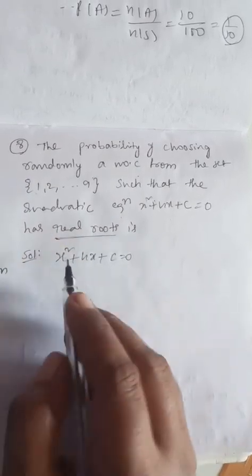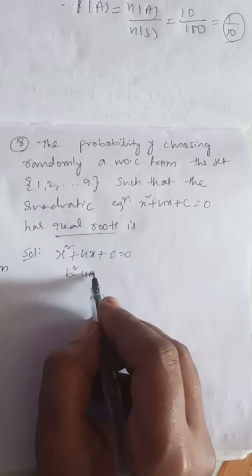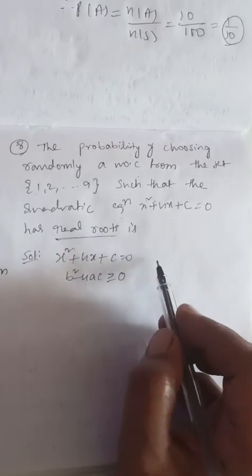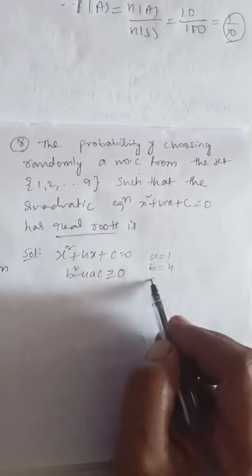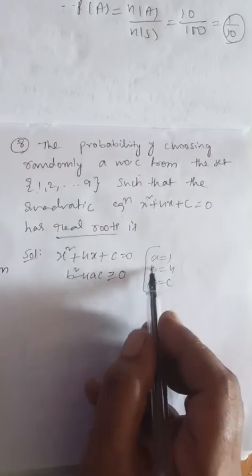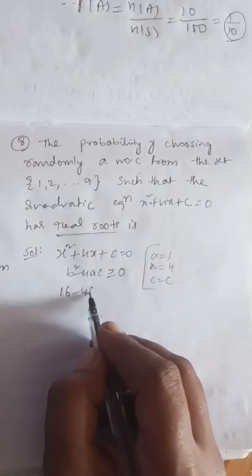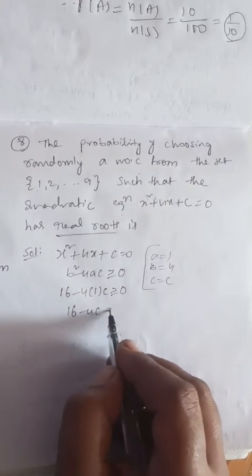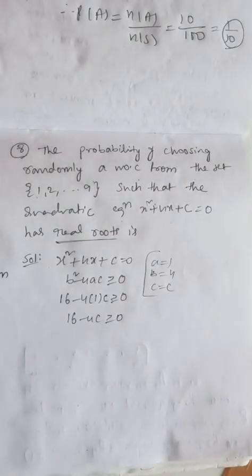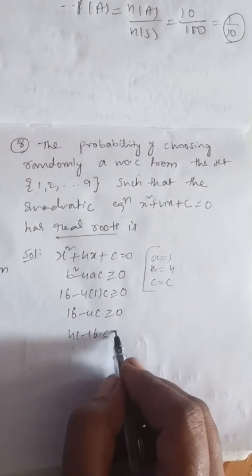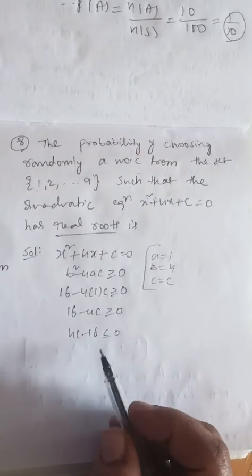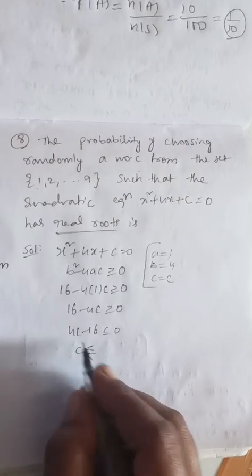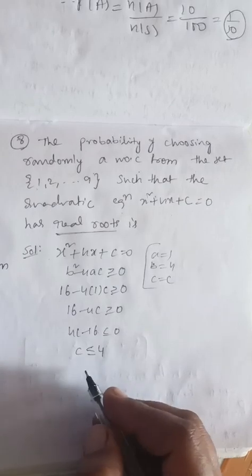So real roots means b square minus 4ac, the discriminant, must be greater than or equal to 0. From this, a equals 1, b equals 4 and c equals c only, and substitute. 4 square is 16 minus 4 into 1 into c greater than or equal to 0. 16 minus 4c greater than or equal to 0, then 4c minus 16 is less than or equal to 0. Multiplying both sides by minus changes the sign. So c is less than or equal to 4, the 4 you can cancel.